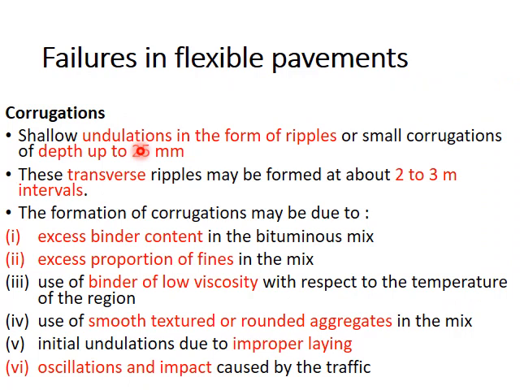Next type of failure in flexible pavement is the corrugation. So corrugations are shallow undulations in the form of ripples. Ripples are waves with a depth of up to 25 mm. These ripples are in the transverse direction, that is along the width of the pavement. They may be formed at about 2 to 3 meter intervals. The formation of corrugations is due to excess binder content. If more binder content is there in the mix, it is softer. Less aggregates and more binder, the mix becomes softer, and when loads move over the surface, it will start flowing.